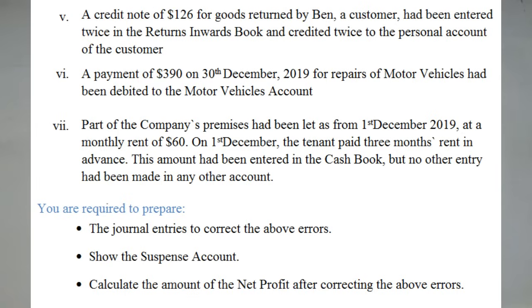You are required to prepare A. Journal entries to correct the above errors. B. Show the suspense account. And then C. Calculate the amount of net profits after correcting the errors. And so that is the question for you. We will go back and look again at the question and look at the errors one by one. But then, I want us to start from the requirements.